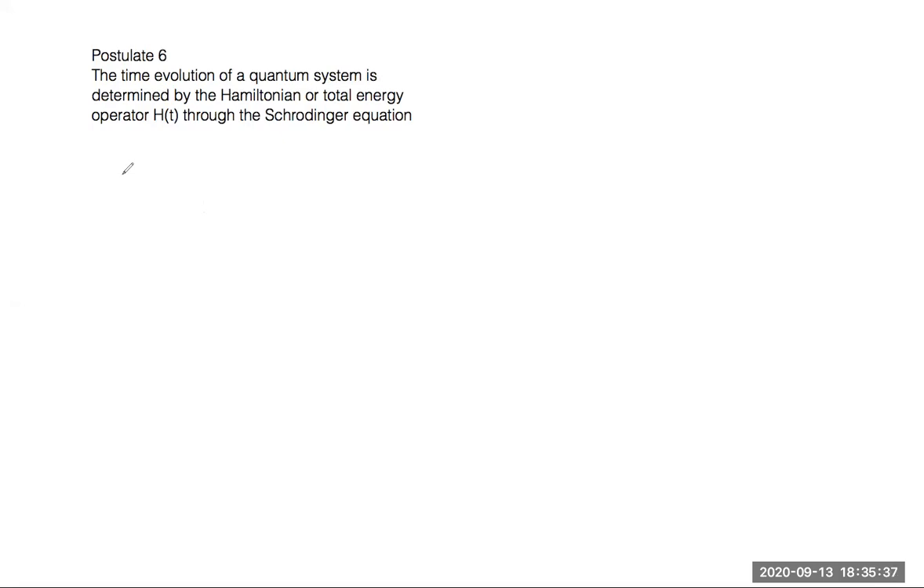The time evolution of a quantum system is determined by the Hamiltonian, or total energy operator, H of t, through the Schroedinger equation. Well, Schroedinger should have an umlaut here. Okay, now I'm happy. Of the Schroedinger equation, i h bar, the derivative with respect to t of psi of t is equal to H acting on psi of t for the state.